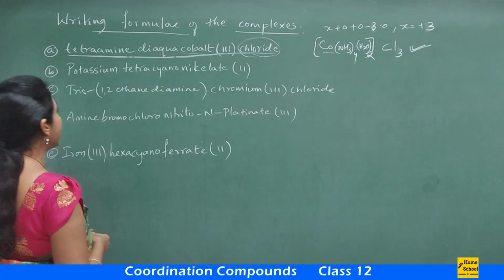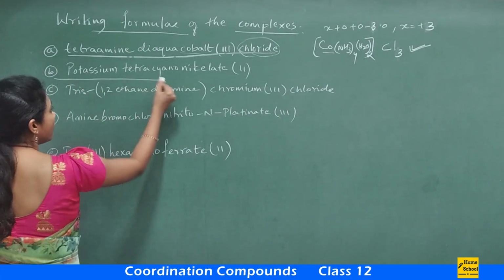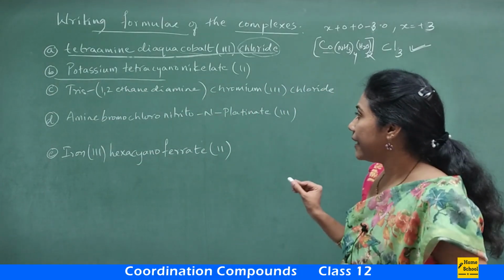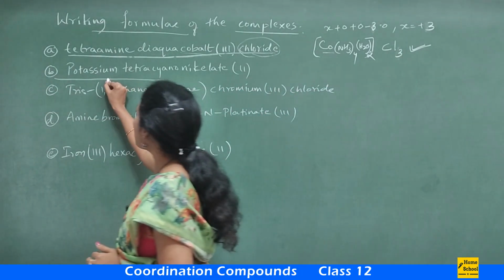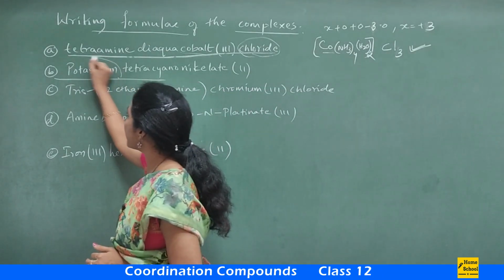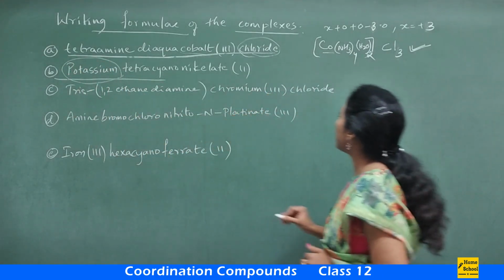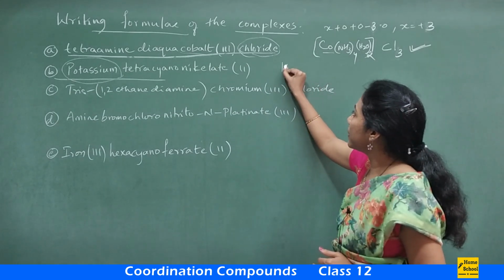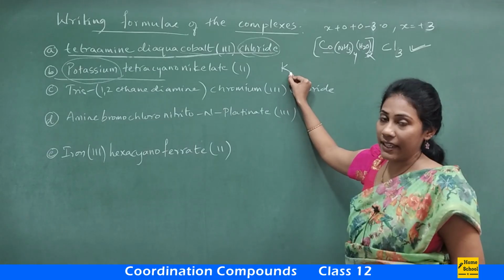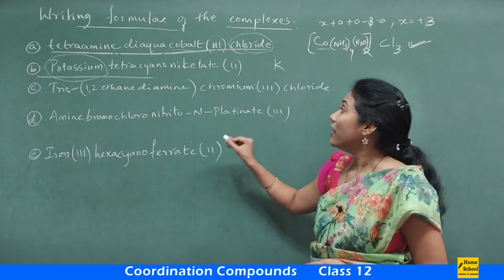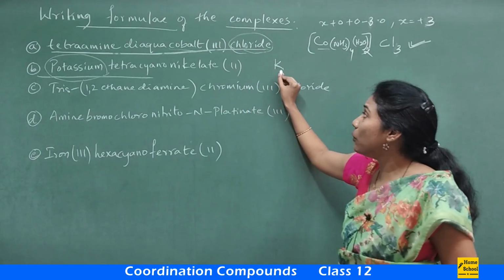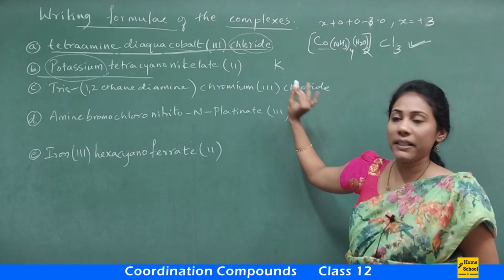So now let us work for the second question in a similar way. See, in the second question, potassium tetracyanonickelate. Potassium, this counter ion is positive. So I will first write the potassium symbol, that is K. And we don't know how many potassiums are there. That is yet to be found, based on the oxidation state. So as of now, keep just its symbol, that is K.